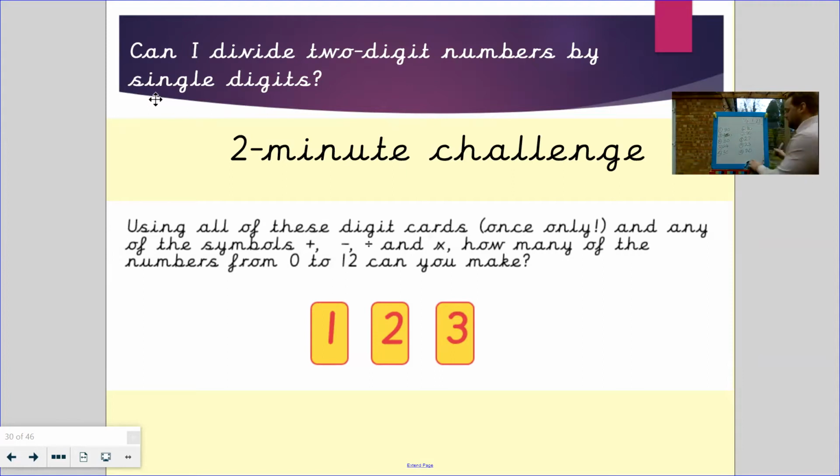So for example, I may decide to do 3 plus 2 plus 1, which gives me 6. That's between 0 and 12, so that's 1. I may then want to do 2 times 3 plus 1. 2 times 3 is 6, plus the 1 is 7. So that's all good as well. I could do 3 times 2 times 1, and that will give me 6.